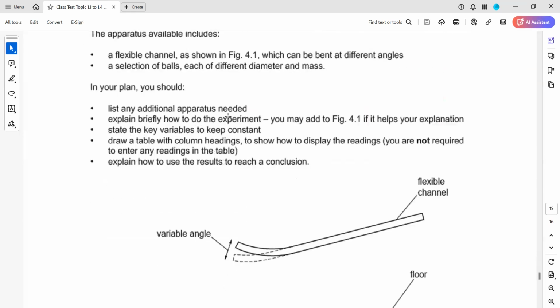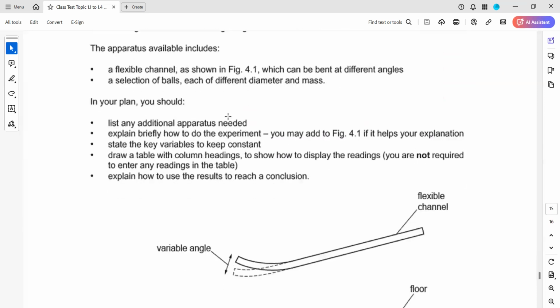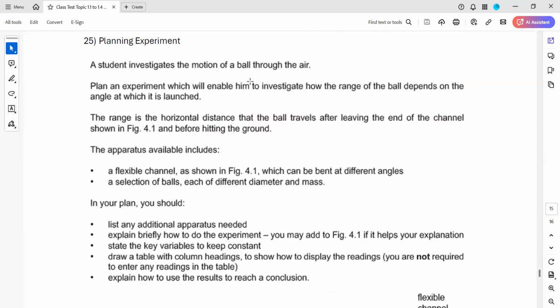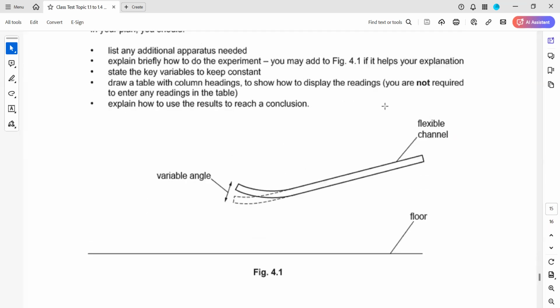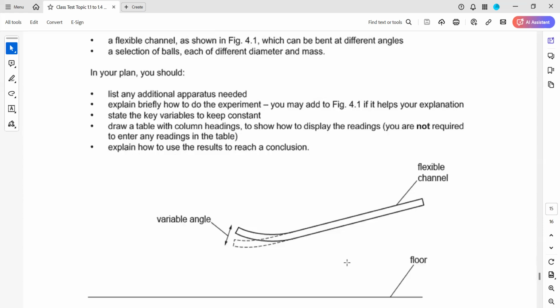Then this is a planning experiment question. Listen, additional apparatus, what we need to carry out. We have to plan an experiment to find how the range of a ball depends on the angle at which it is launched. If we change the angle, the range or the horizontal distance which it covers will also change. The additional apparatus we need is a scale and a protractor as well.